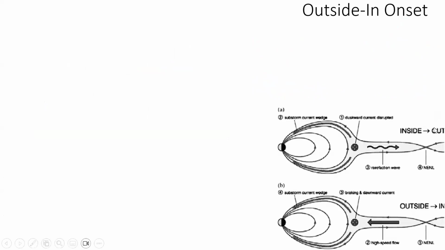So going back to onset now, historically, there have been two ideas for how you might get it. The inside-out, which basically says that you have some current sheet disruption closer to Earth that launches a rarefaction wave out and gets you reconnection further out. Or outside-in, where you have reconnection further out, that creates flows coming inward and disrupts the current sheet closer in.